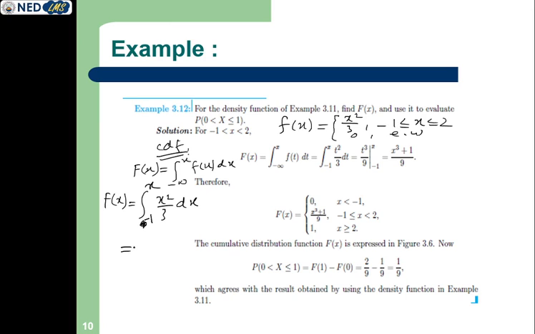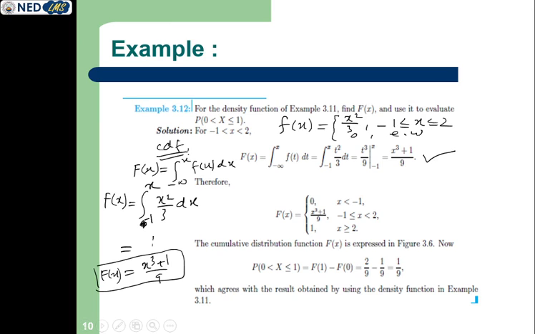So integrate from minus 1 to x, solve, and you get x cube plus 1 divided by 9. So students, this is the CDF. This is the method, see this one, this is the CDF.